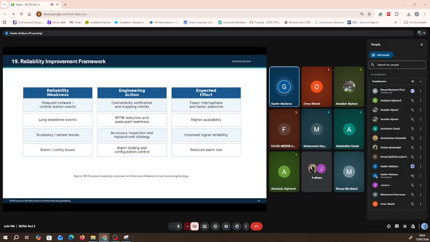This slide presents the proposed reliability improvement framework. The framework is based on the actual failure log findings, not only on theoretical assumption. The framework has several connected pillars. The first one is connectivity reliability, because network and central station issues were the most frequent failures.